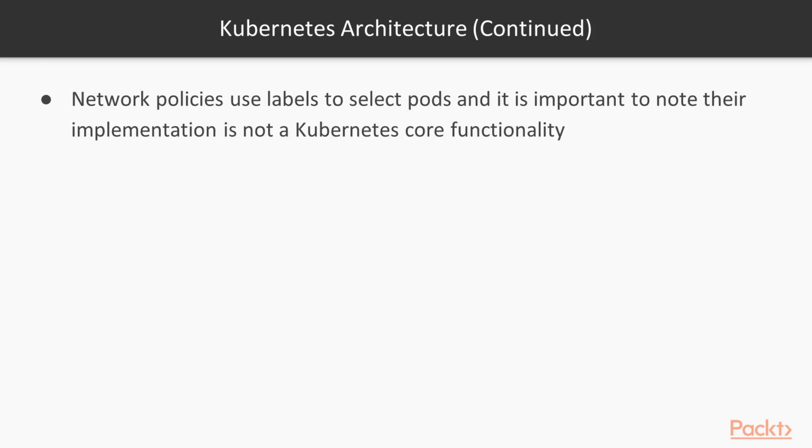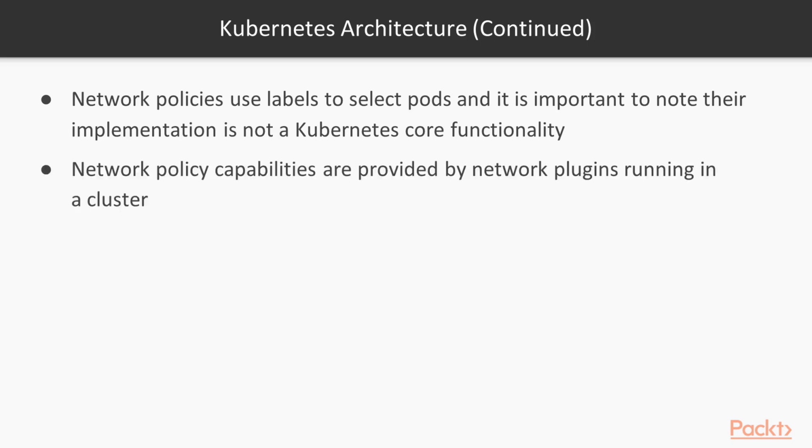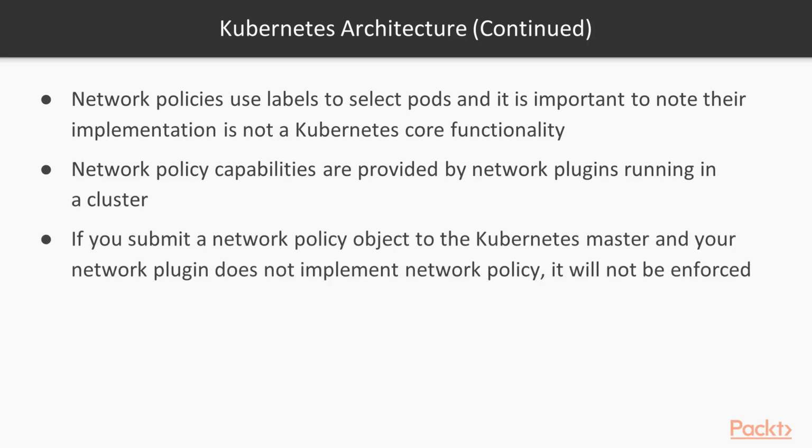Network policies use labels to select pods, and it is important to note their implementation is not a Kubernetes core functionality. Network policies capabilities are provided by network plugins running in a cluster. If you submit a network policy object to the Kubernetes master and your network plugin does not implement network policies, it will not be enforced.